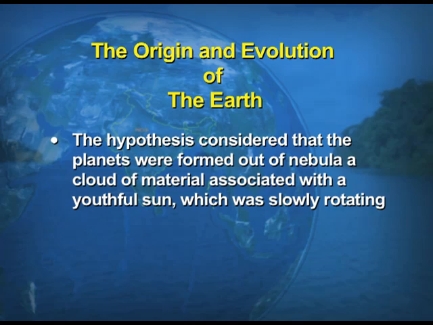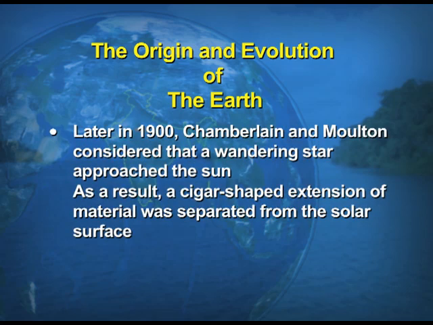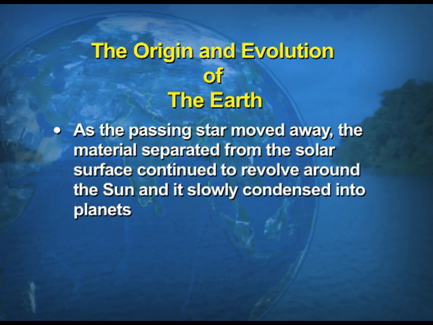This hypothesis considers the planets were formed out of a nebula, a cloud of materials associated with a youthful sun which was slowly rotating. Later on Chamberlain and Moulton also considered that a wandering star approached the sun, and as a result a cigar shaped extension of the material was separated from the surface. As the passing star moved away, the material continued to revolve around the sun, and it slowly condensed into planets.